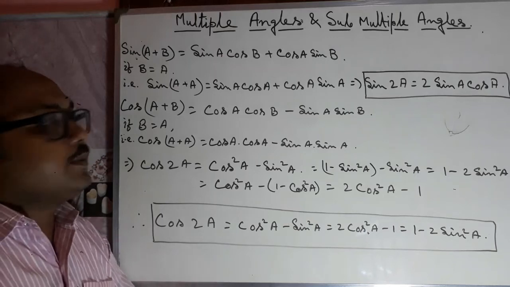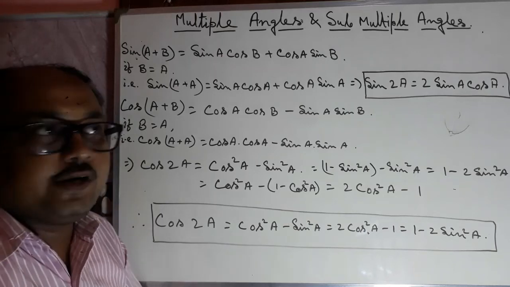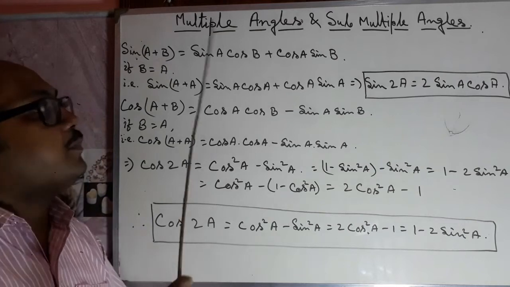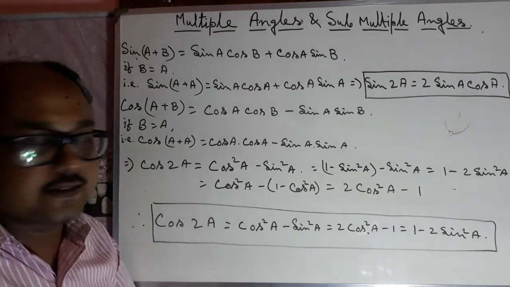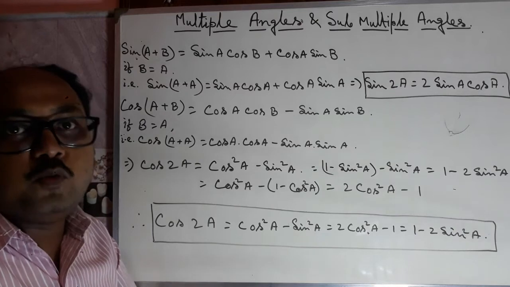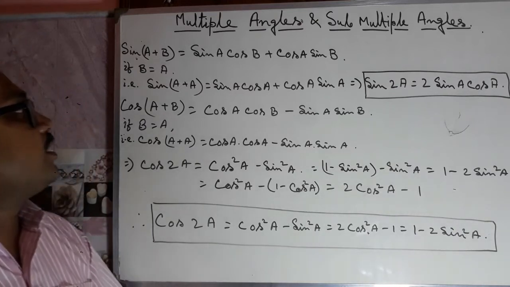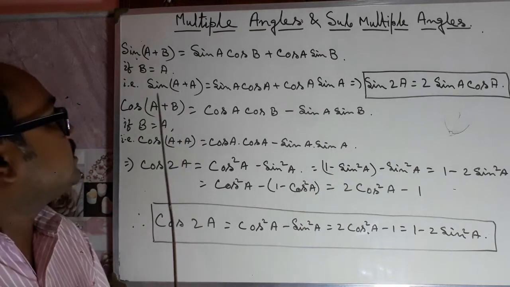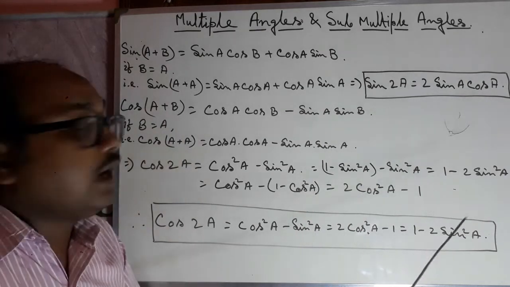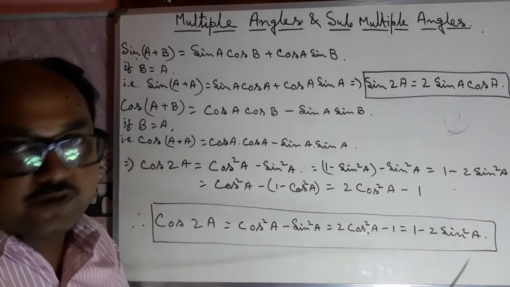The most important chapter in trigonometry for class 11, that is multiple and submultiple angles. Let us see the formula in this chapter. The first formula, that is the formula of sin 2a. How can it be derived?